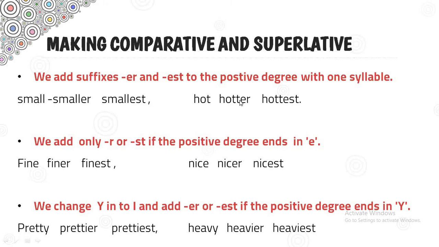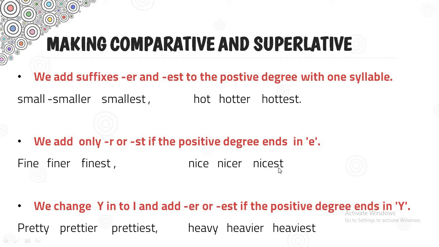Then hot, hotter, hottest. Hot is the positive degree. When we add er, it becomes hotter, comparative. When we add est, it becomes hottest. So hot, hotter, hottest. Next rule, we add only r and st if the positive degree ends in e, as in fine, nice, gentle. So fine, finer, finest. Nice, nicer, nicest. So in order to make a comparative degree, we only added r to it. And in order to make a superlative, we added st to it. Finest. Fine, finer, finest.